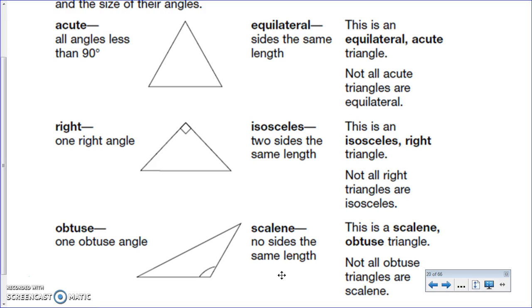The second triangle we have is an isosceles right triangle. Not all right triangles are isosceles. And finally, the third triangle is a scalene obtuse triangle. Not all obtuse triangles are scalene.